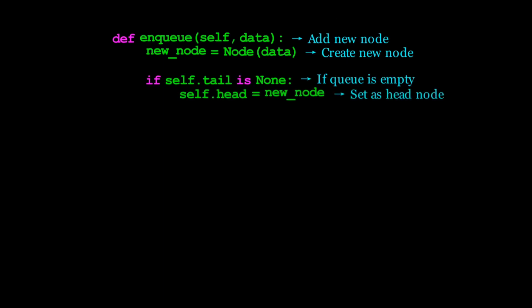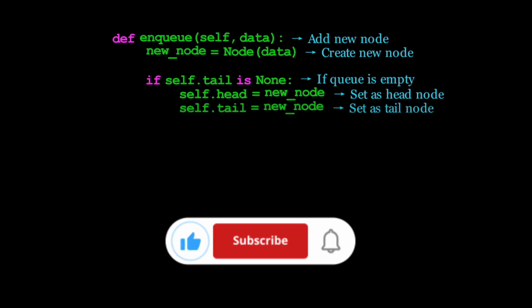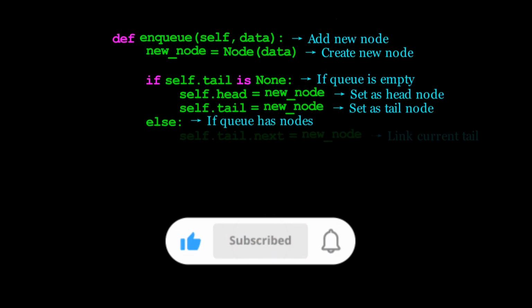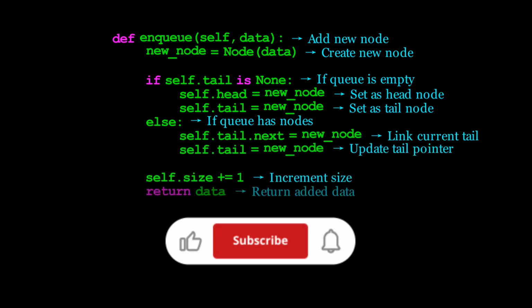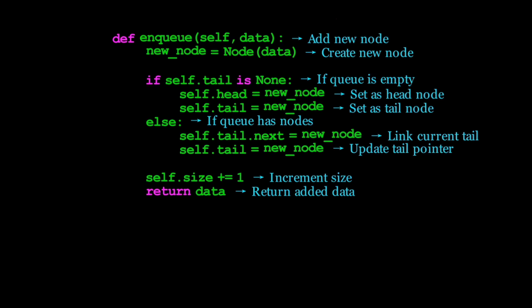Further, we can add elements to our queue through the Enqueue operation. This operation handles two scenarios. When the queue is empty, both the head and tail point to the new node. This is our special case for the first element. For all other cases, we link the new node to the current tail and update the tail pointer. This approach maintains the FIFO principle while keeping the operation at constant time complexity. The size counter incrementing at the end ensures we always know exactly how many elements are in the queue.